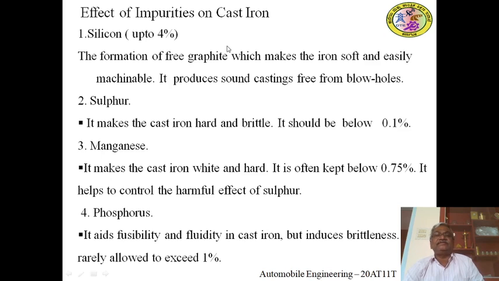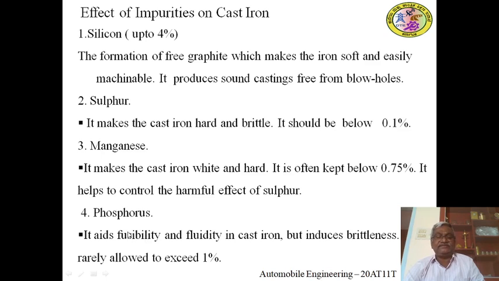Effects of impurities on cast iron. Silicon up to 4% causes the formation of free graphite, which makes the iron soft and easily machinable. Sulfur makes the cast iron hard and brittle. That's why it should be less than 0.1%. Manganese makes the cast iron white and hard. It is kept below 0.75%.